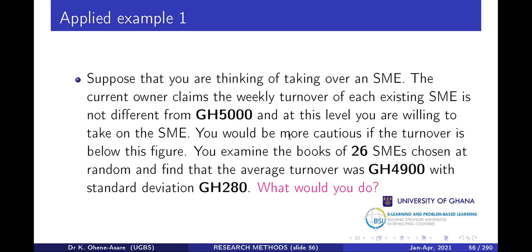Let's go to Roland. Okay, Bob. The decision here is just to test and see if what the owner claimed, that the turnover is not different from 5,000, holds. All right. That's fine. But that's not the goal. The ultimate goal is not to just test and see if that claim holds. No, that's not the ultimate goal.